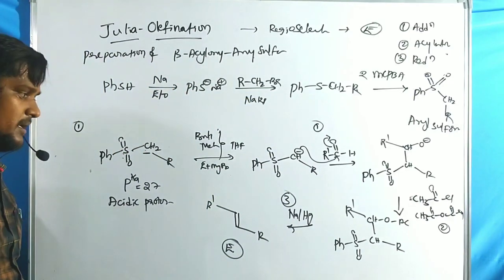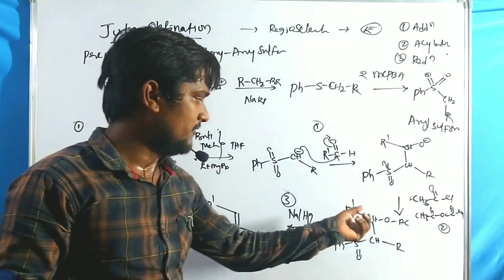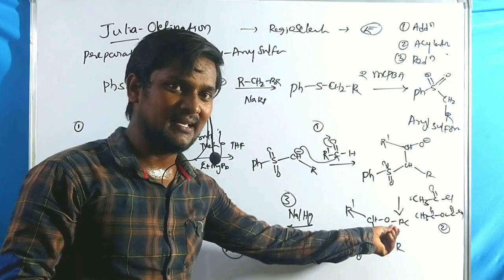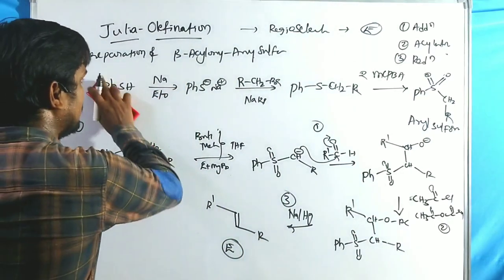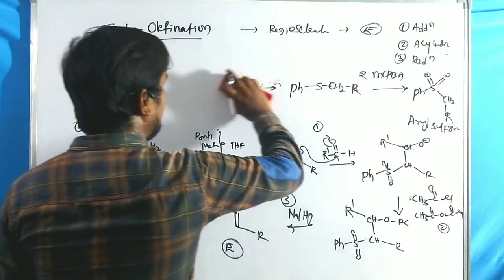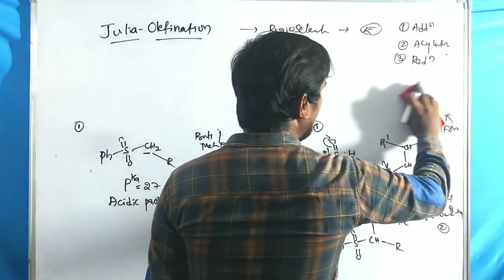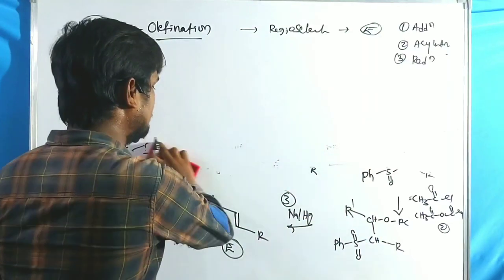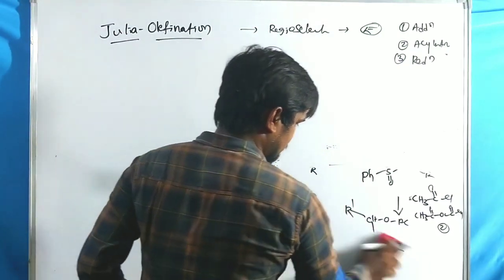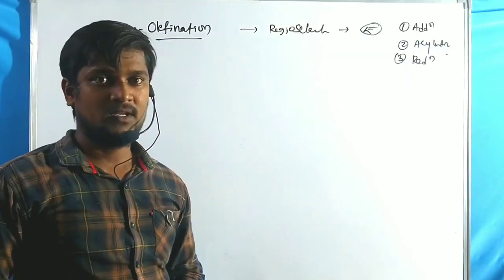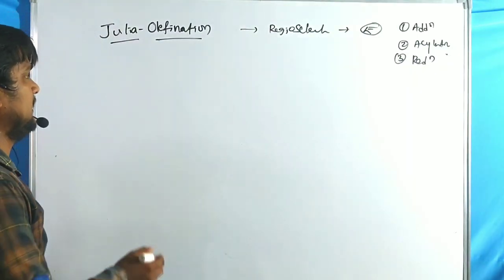Now we discuss the mechanism from beta acyloxy aryl sulfones to alkenes. Let us go through the mechanism of the Julia olefination. This is the main mechanism. It undergoes a radical mechanism. Now we'll go through the mechanism of the Julia olefination.